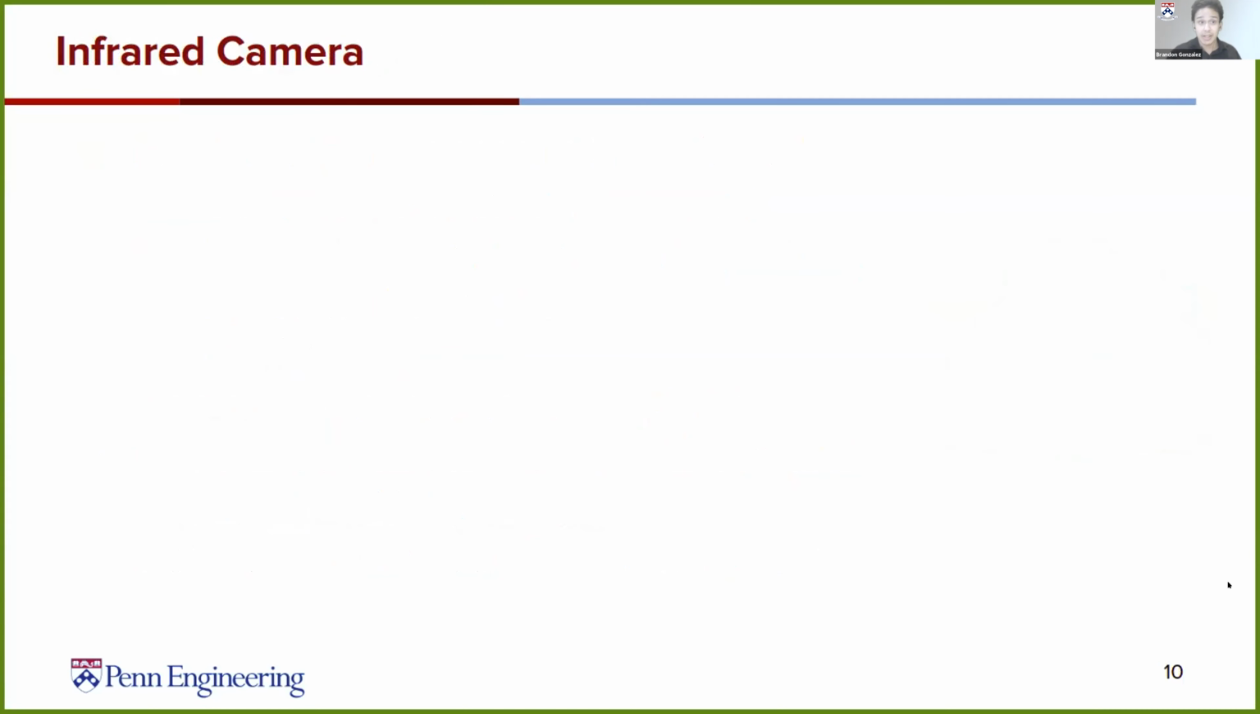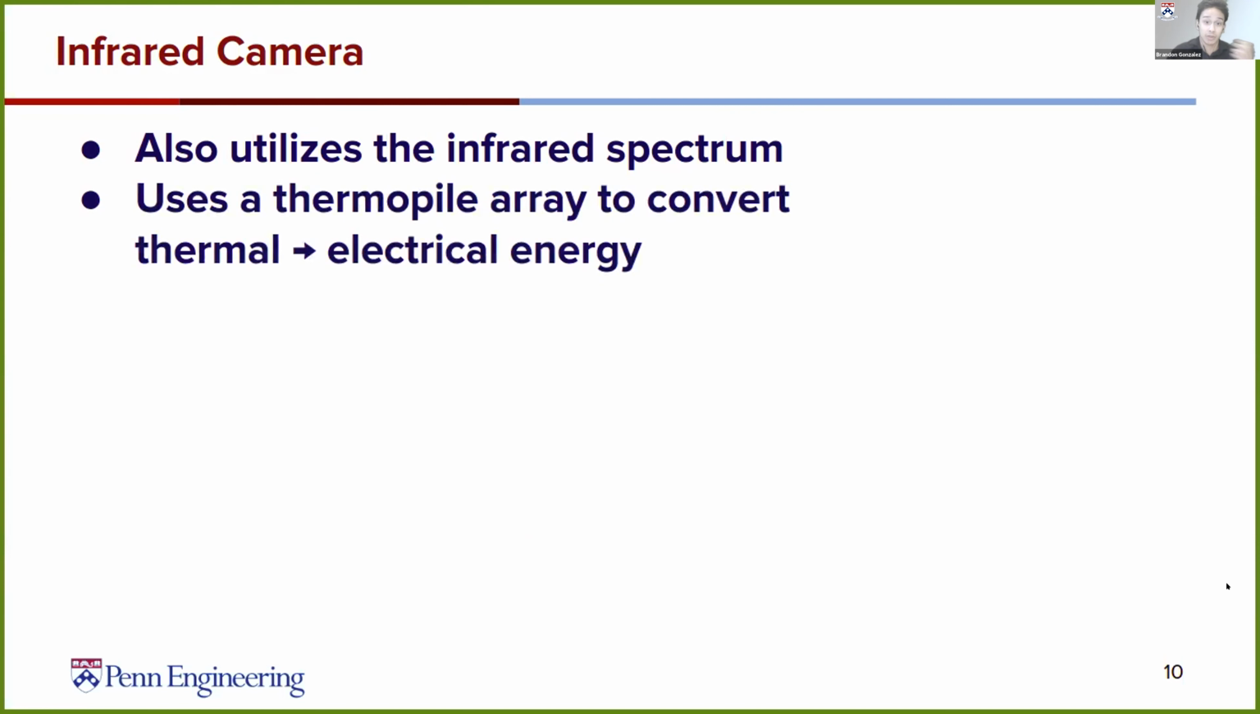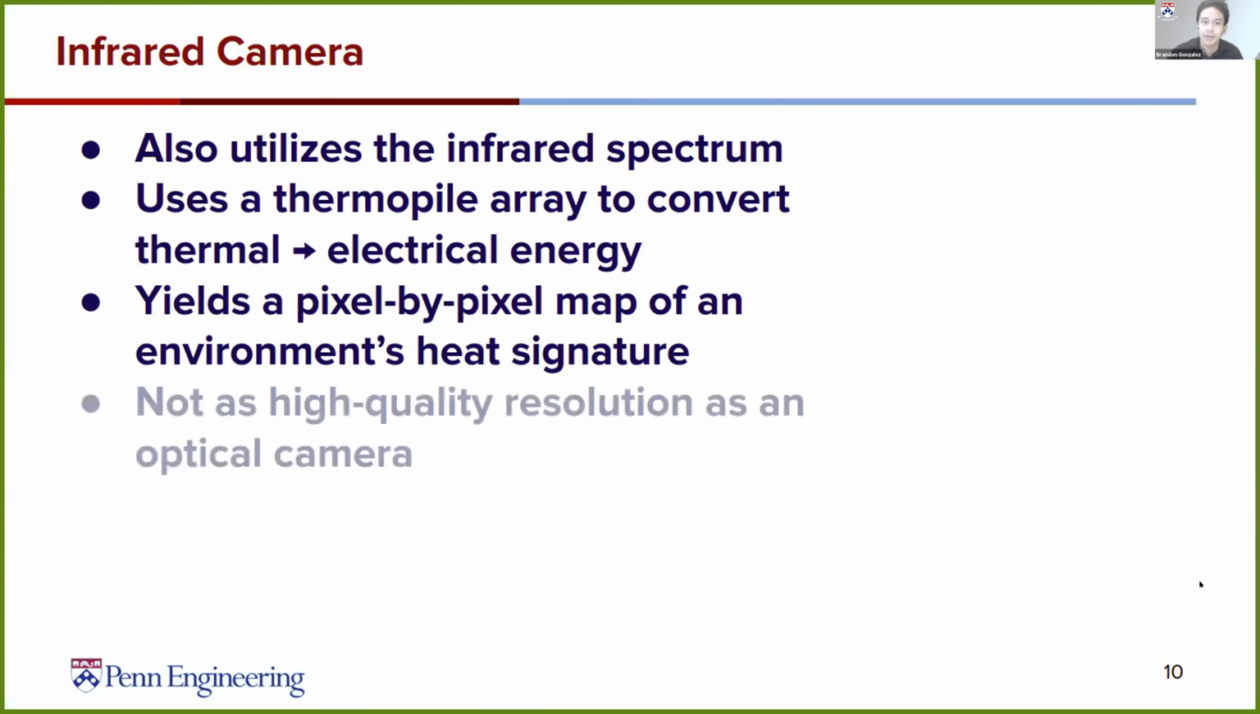The next kind of sensor is infrared cameras. These also utilize the infrared spectrum, but these use what's called a thermopile array to convert thermal energy to electrical energy, and that electrical energy is a signal that we can read. These kinds of sensors yield a pixel by pixel map of an environment's heat signature, which is more useful than the PIR sensor. It just has an output pin that goes high or low based on whether there's someone in the scene. This is actually yielding a pixel by pixel map, which is more information for us.